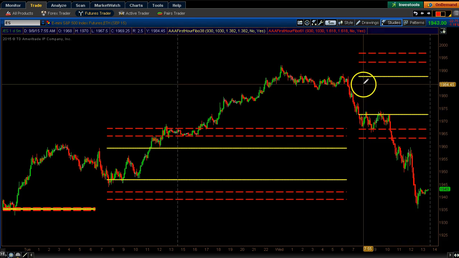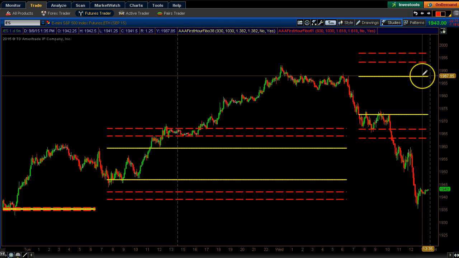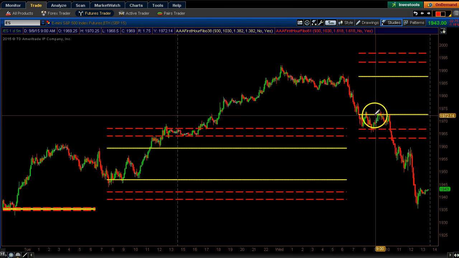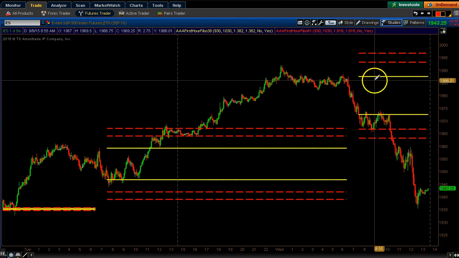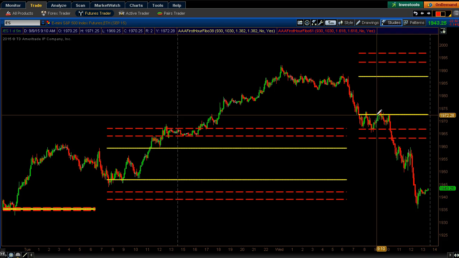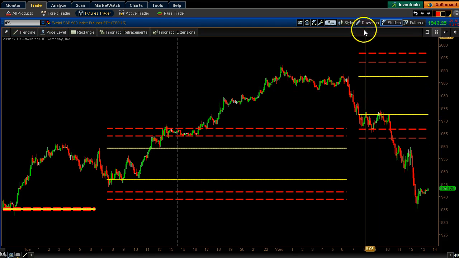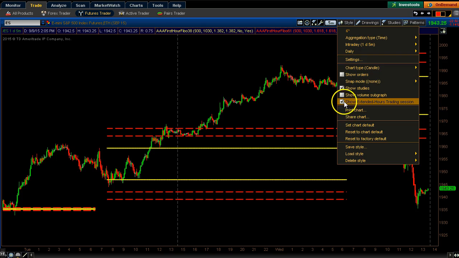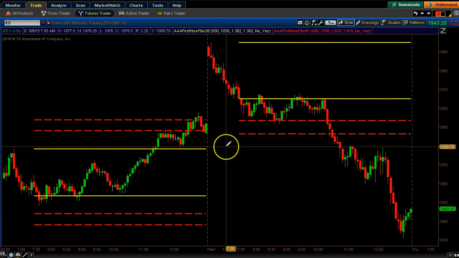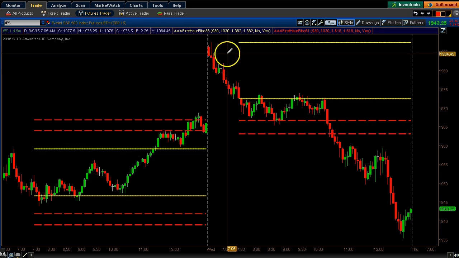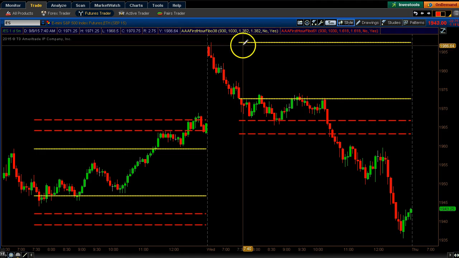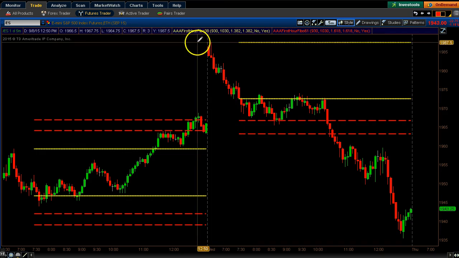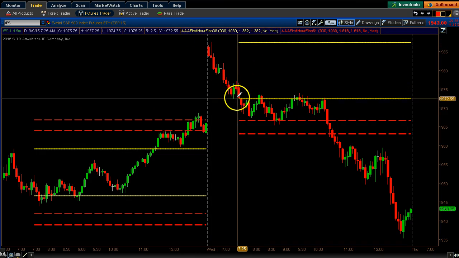After 10:30, it'll start to plot these lines. The yellow lines are the first hour, and those are going to give you your high and low for the first hour of trade. Now, these are regular session only, so this is what it's going to look like on a regular session. As you can see, the first hour from 9:30 till 10:30, it'll draw a line from its high to its low.